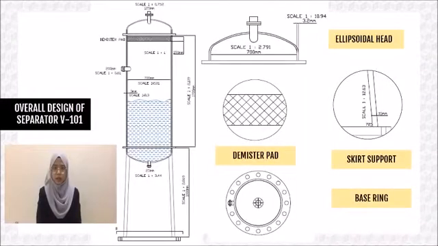Right here is the overall design of separator V101. The height and diameter of the vessel are 1.7 meter and 0.7 meter respectively, made from carbon steel. The dome head is ellipsoidal and a flare skirt is used as support. The mist pad is added to remove mist from the gas vents.